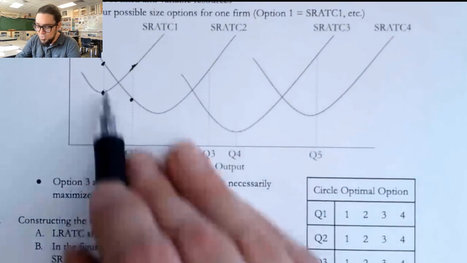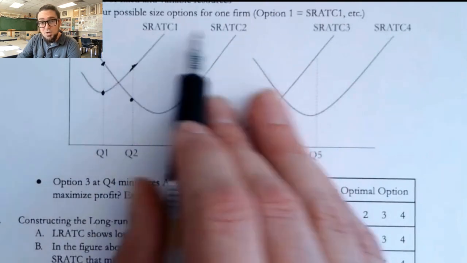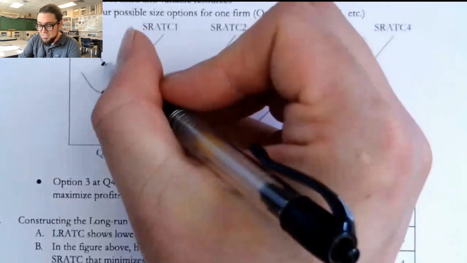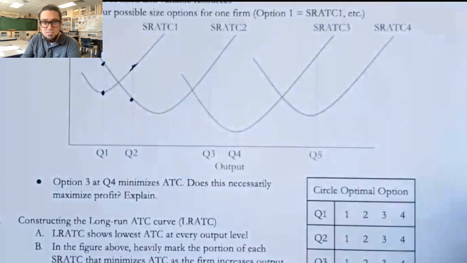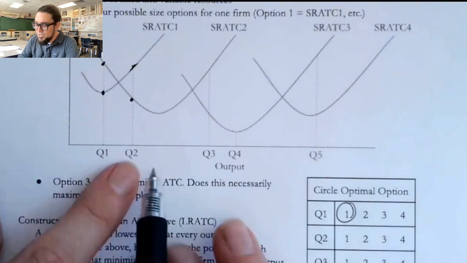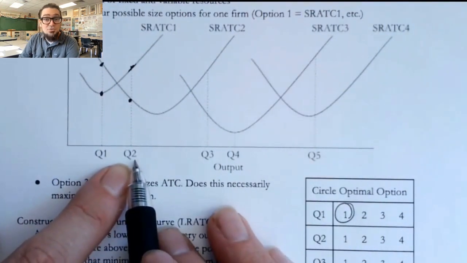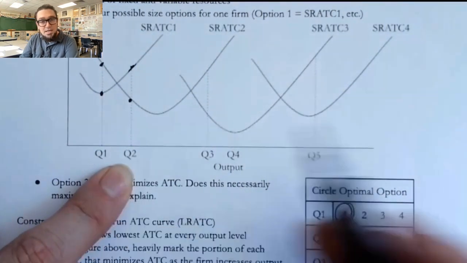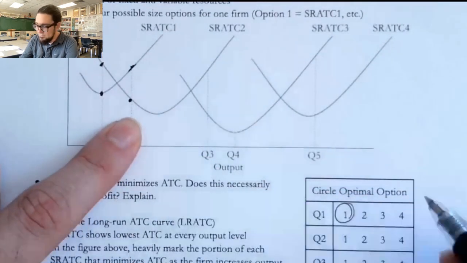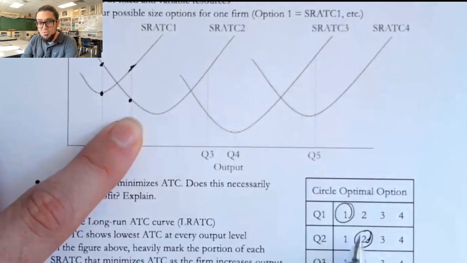If we're producing Q1, we're only given two choices, SRATC1 or SRATC2. At Q1, SRATC2 is higher than SRATC1, so we would produce using SRATC1. We would be on short run average total cost curve 1. That would be one factory, 10 workers. But if we knew that we were permanently increasing to Q2, maybe because of a big increase in demand, I might want to switch to SRATC2 because, again, it's a lower average cost. So I'm going to switch here and circle 2.